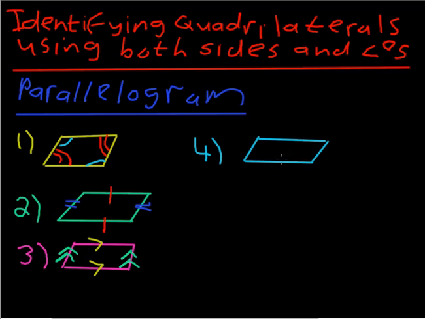The fourth and last way that we can classify a quadrilateral as a parallelogram is when we say that one pair of sides are both equal and parallel to each other. So you just need one pair of sides that are equal and parallel. So instead of this side, if the other sides were equal and parallel, that would also be on its own enough information to classify the quadrilateral as a parallelogram.